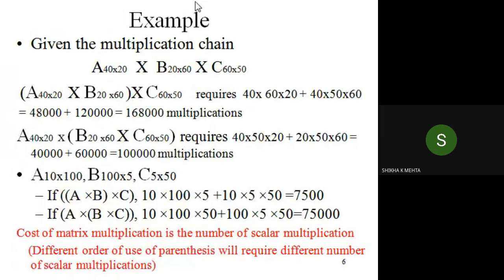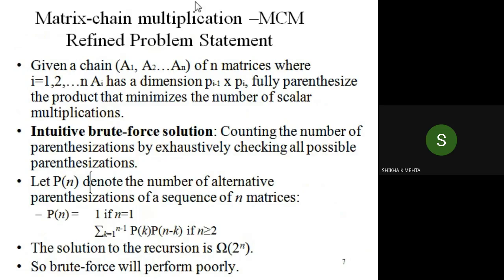So if there are 4 ways of doing this, in that case we have to compute all the 4 ways and then find out which one is the best solution. So that is called the brute force. But again, the solution to this particular problem is going to be very complex, and the solution to the recursion is exponential, that gives 2 power n. So you can say the brute force algorithm is going to perform poorly if we start increasing the value of n for any value greater than 2.